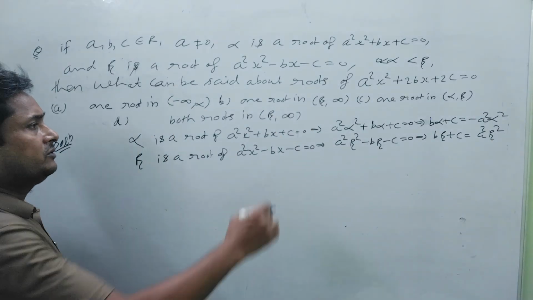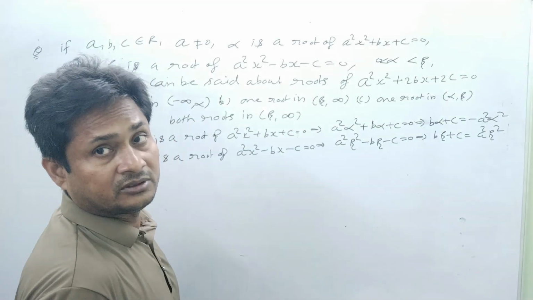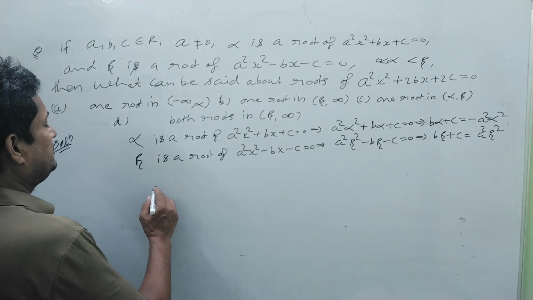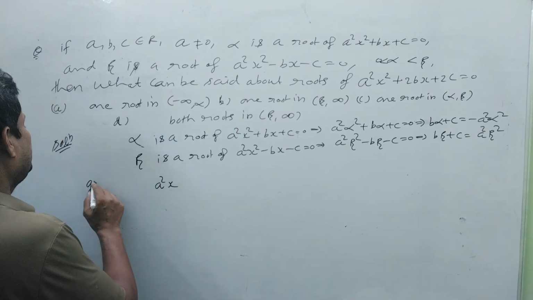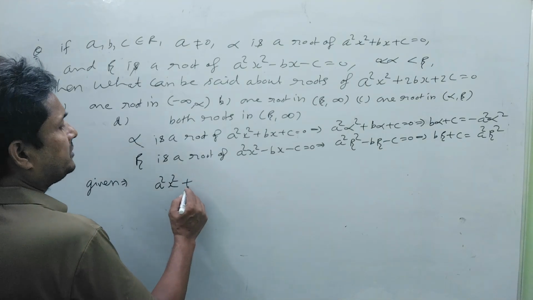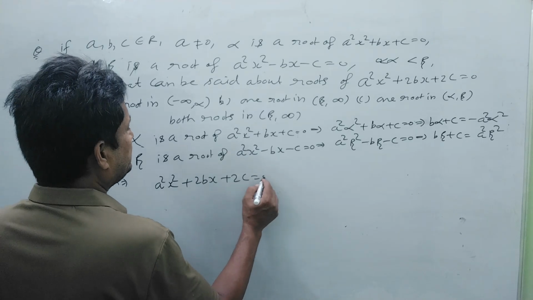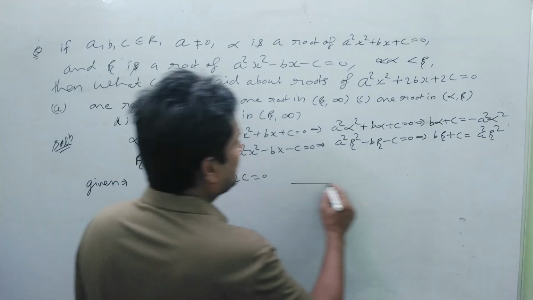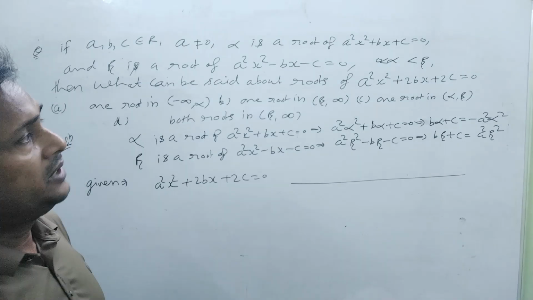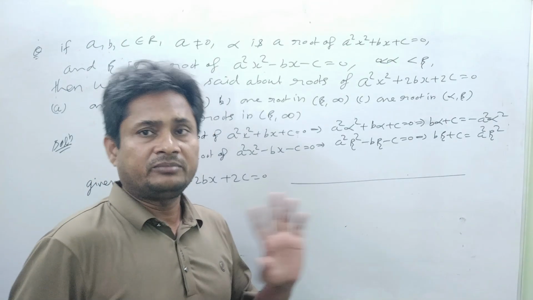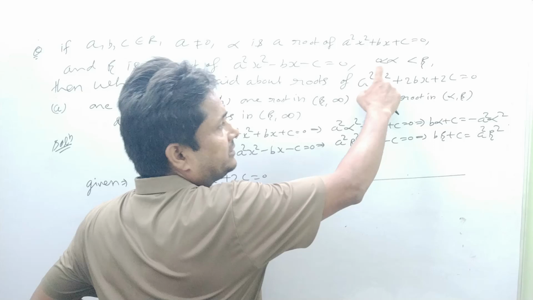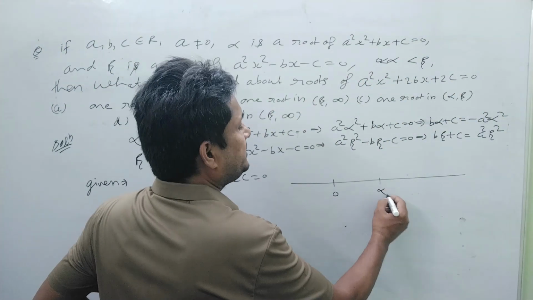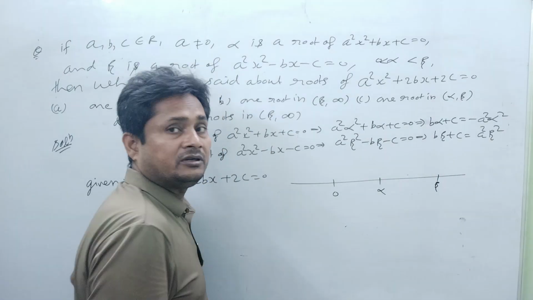Now think about this quadratic equation given whose roots are to be decided. The quadratic equation is a²x² + 2bx + 2c = 0. Now see here. Let's mark the roots alpha and beta on the number line. Alpha is given greater than 0. So somewhere it will be 0, x equals 0, somewhere it will be alpha and somewhere it will be beta on the number line.